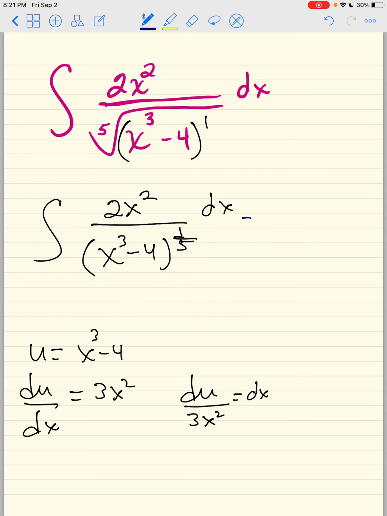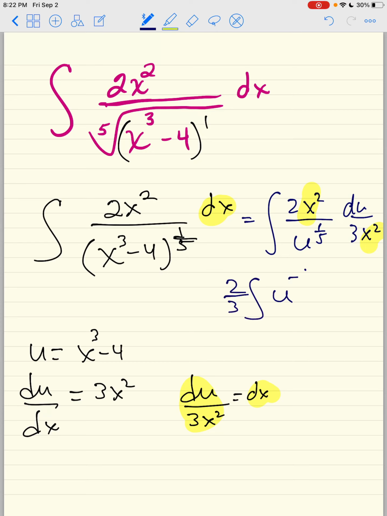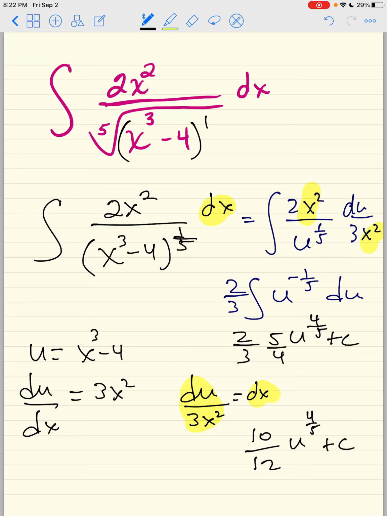You just go back in order. It's going to be 2x squared, u to the 5th, du over 3x squared, because that's what dx is. So we have 2/3, u to the negative 1/5, du. You're going to add 1, so that's going to be 4/5, and then you're going to divide. It's going to be 5/4 plus c. That's going to give you 10/12 u to the 4/5, and then you guys can simplify it and plug back the u. So I hope that makes sense with the u subs.